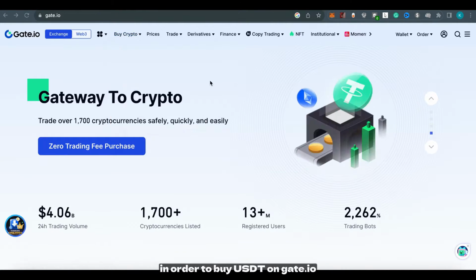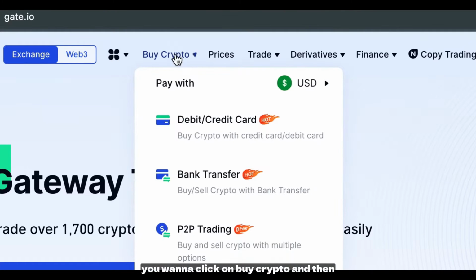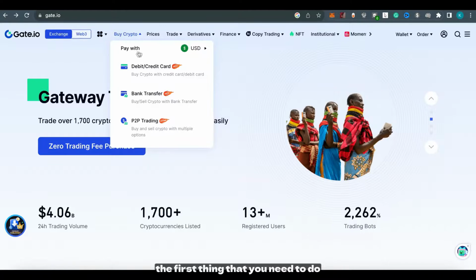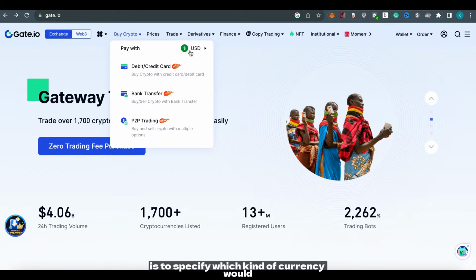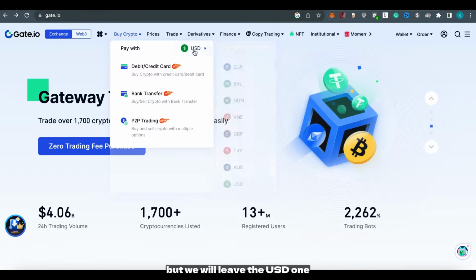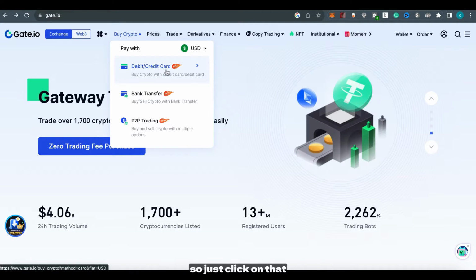In order to buy USDT on Gate.io, you want to click on Buy Crypto. And then you will have three different kinds of options. The first thing that you need to do is to specify which currency you would like to choose, but we will leave the USD one. And we will go with the first method, which is debit and credit card. So just hit on that.